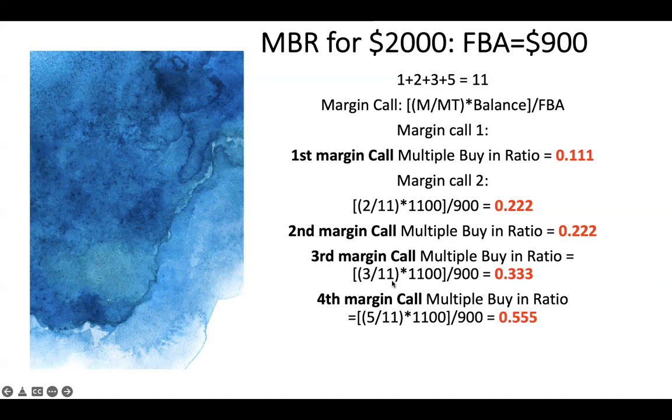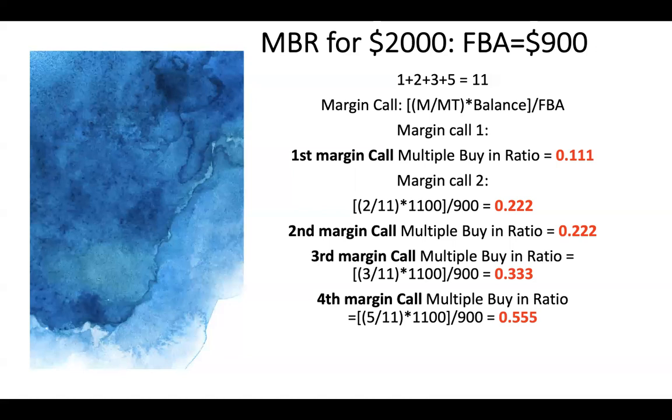You do 3 divided by 11 multiplied by 1,100 divided by 900, all right? And then you get 0.333. So that means in the case of $1,000 trading capital, you have 0.333 multiplied by $450, which is 45%. That would be $149, almost $150. Now, in the case of $2,000, it will be 0.333 multiplied by 900, which is the first buying amount, which is about 299.7, which is about $300.